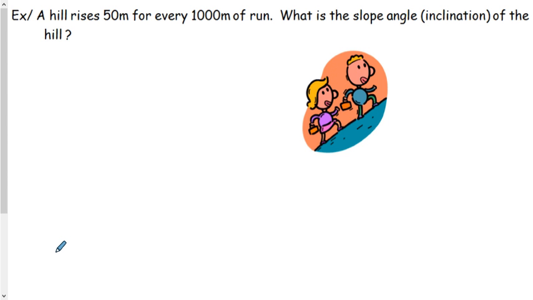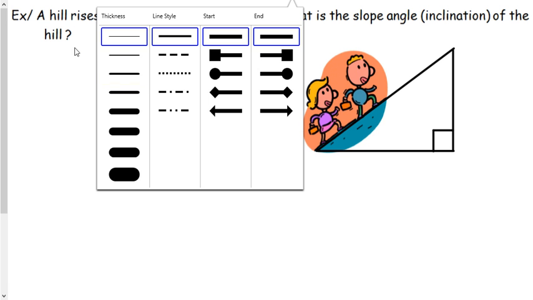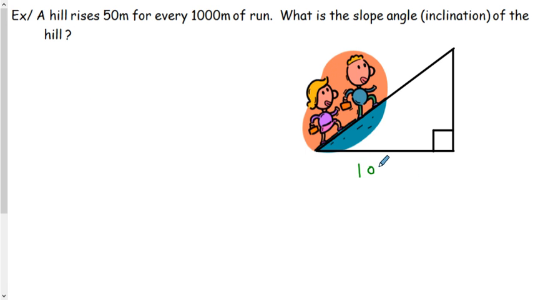Okay, so let's actually use our little picture of Jack and Jill going up the hill here. And let's do a little diagram. So our hill looks like kind of like that. That's exaggerated. Of course, it's not that steep. But I'm going to use this just to make things easier to see. And I'm going to say, okay, that's my 1,000 meters of run, and this is my rise of 50 meters. Of course, this is going to make a nice right angle triangle. Let's label what we know about those. So we'll say, all right, this is 1,000 meters, and this is 50-meter rise.